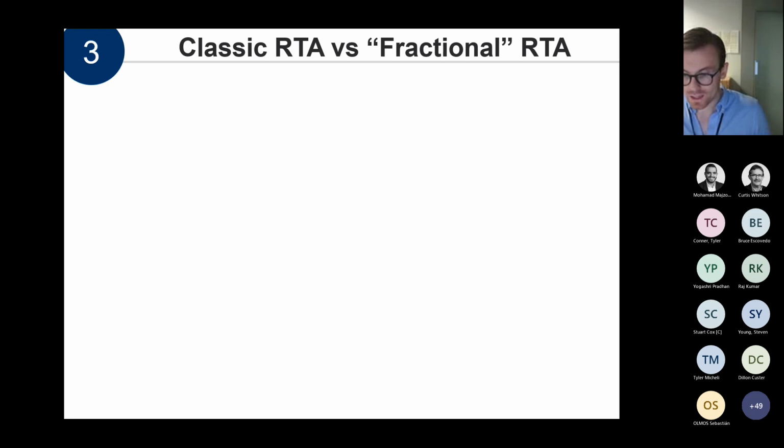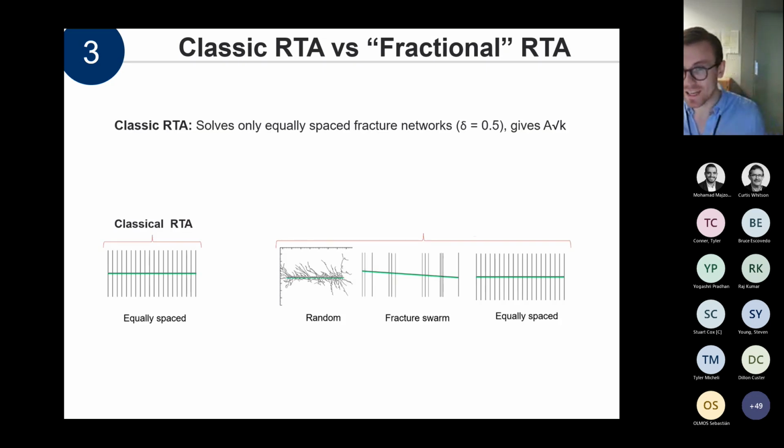So in a nutshell, classical RTA that we've done all the time, we've talked about it here, which is both numerical and analytical. It calls for equally spaced fracture network, where the delta is 0.5. So the LFP there is A root K. Okay, fairly simple. If you think about it, A root K, that's A K to 0.5. And that's what you're solving for in that.